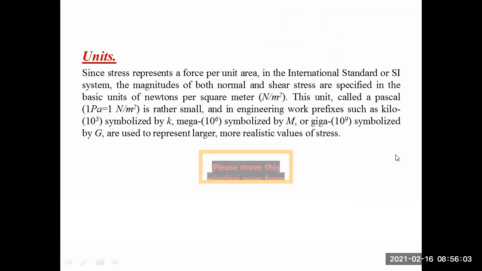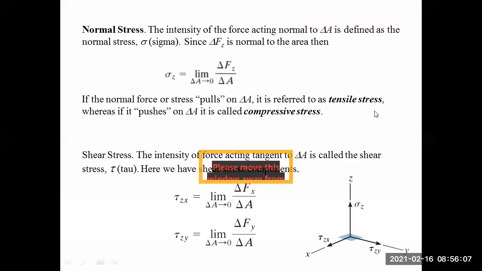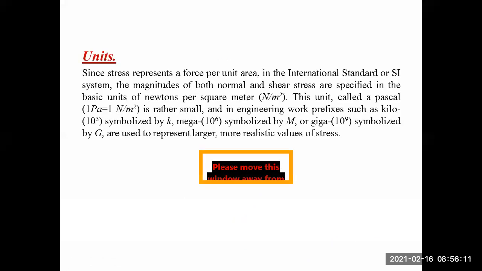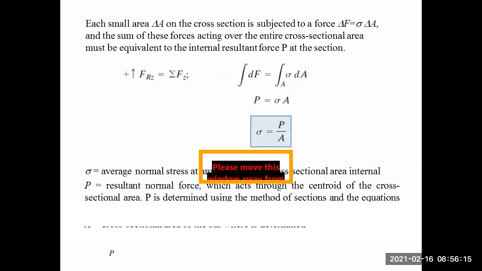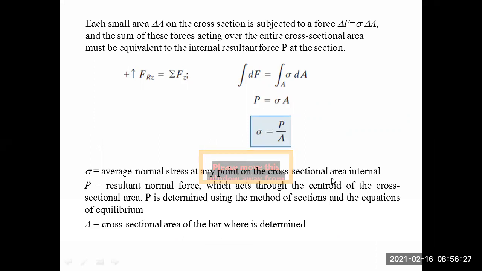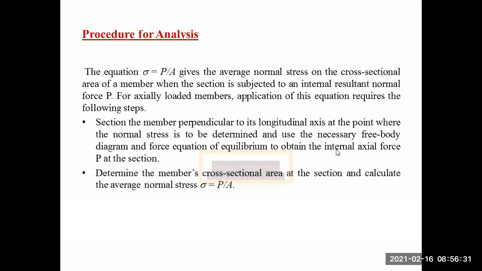Okay, so now we've defined what normal stress is about and what kind of unit we will deal with, and this is the formula, which is simple. The stress is equal to force over area. If we are talking about normal stress, the normal stress is equal to force over area, okay?